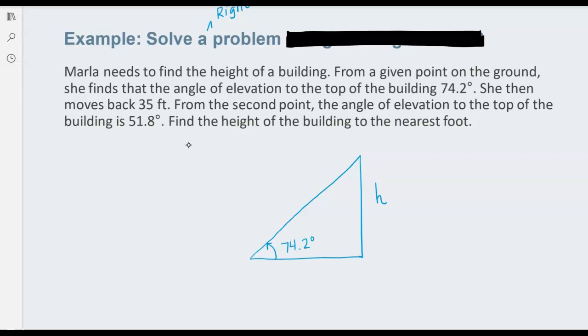74.2 degrees. They're not telling us how far away from the building she is. But then she moves back 35 feet, so we know that this distance is 35. And she remeasures the angle of elevation. There are instruments that you can use to measure the angle of elevation. And now the angle of elevation is 51.8 degrees. We want to see if we can use this information to find the height of the building. And believe it or not, you actually can.